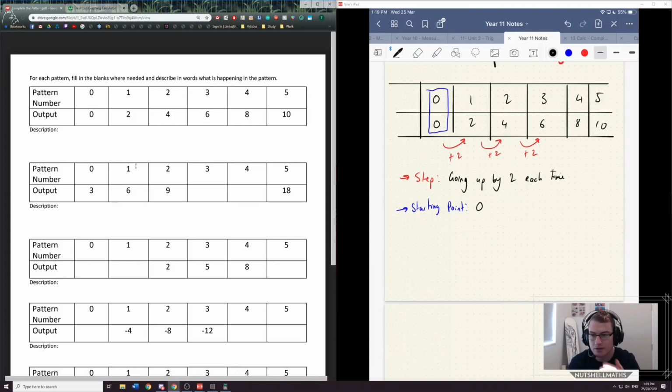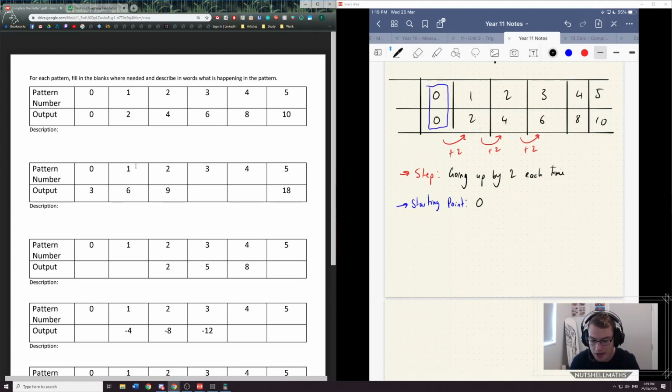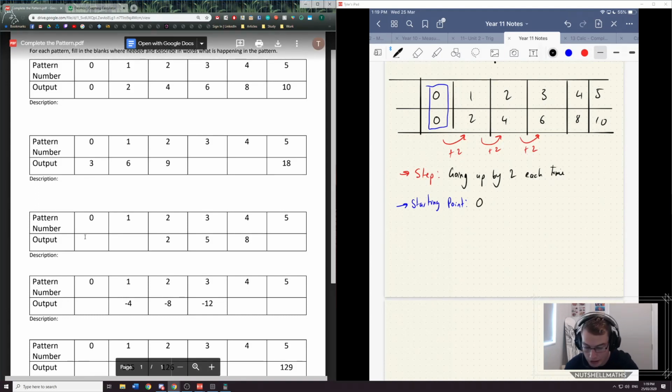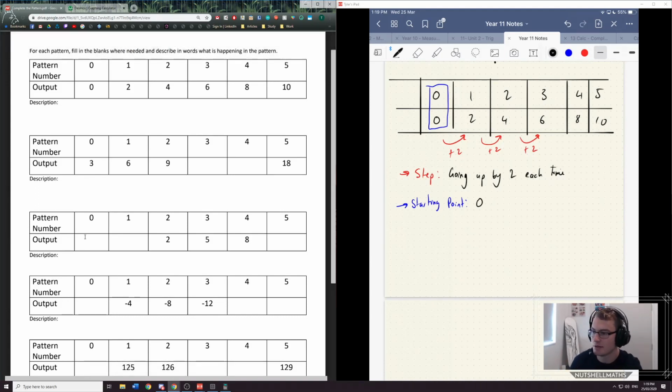With these two bits of information, we could describe any pattern. I could say, starting at this number, go up in 5s. Or starting at this number, go down by 3 each step. And if we can do that, then we can describe any pattern. So can you please complete these 3 patterns here? I'll do it slowly, but you should definitely be ahead of me by now. Pattern number, complete the blanks, and you'll go from there.